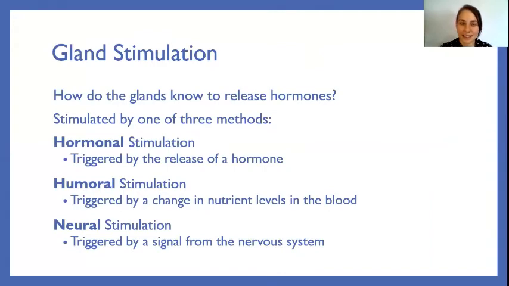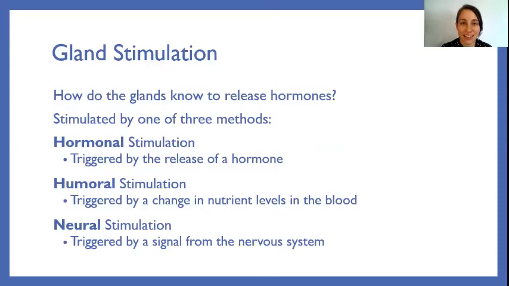Now, our glands are going to be stimulated to release hormones by one of 3 methods, and these are kind of confusing when you first come across them. The first one is called hormonal stimulation. This is when a gland is triggered to release its hormone by a hormone. At least the name goes together.